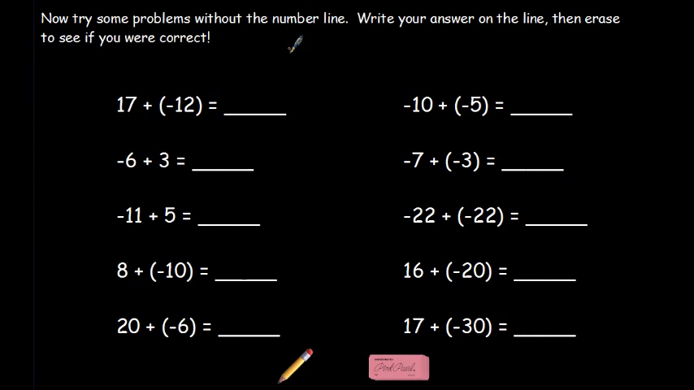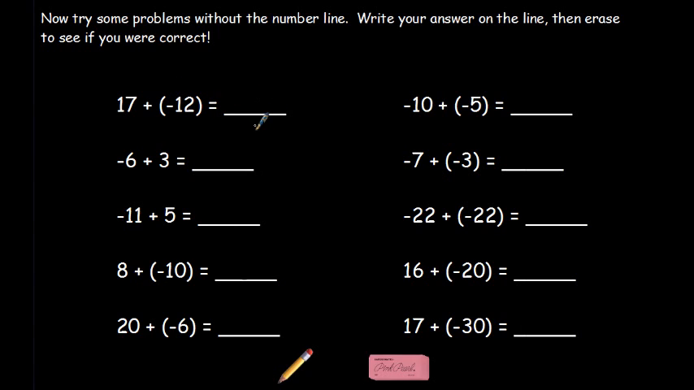Alright, now, we can try these problems without the number line. So it says write your answer in the line, then erase to see if you're correct. Now, when we solve like this, whenever you're adding, we look at the signs. We have one positive and one negative, and if they're different signs, we subtract the two and take the sign of the bigger absolute value, so the one that has the most positives or the most negatives in it. So we have a positive and a negative here. So this is 17 plus a -12. So those are opposites. So we're going to subtract them.